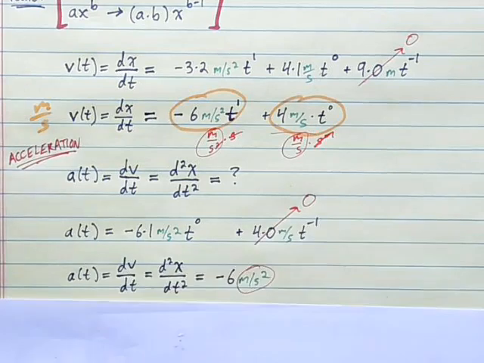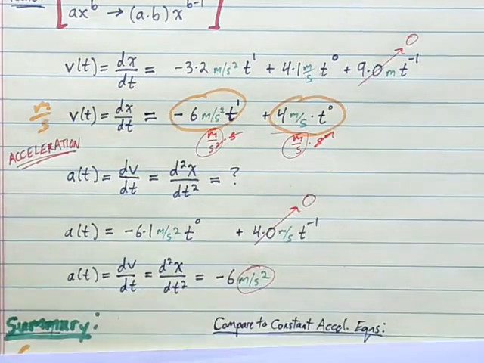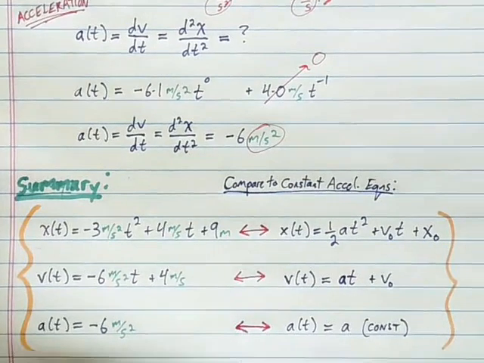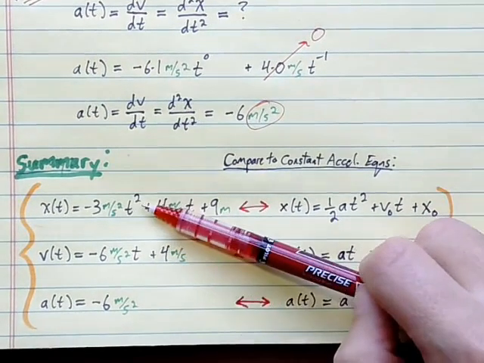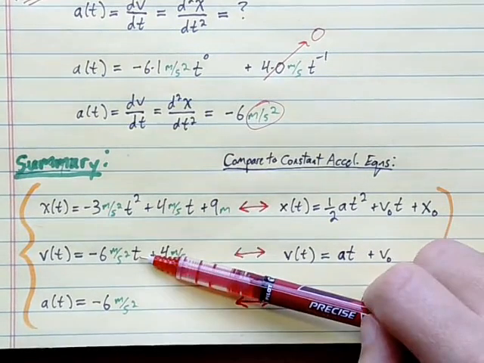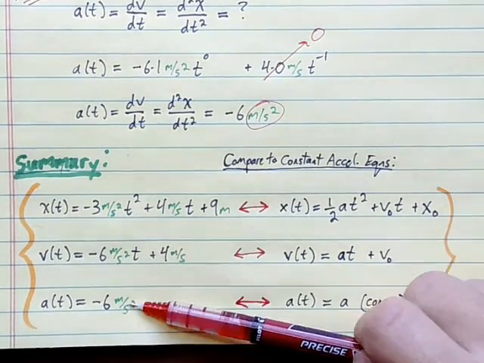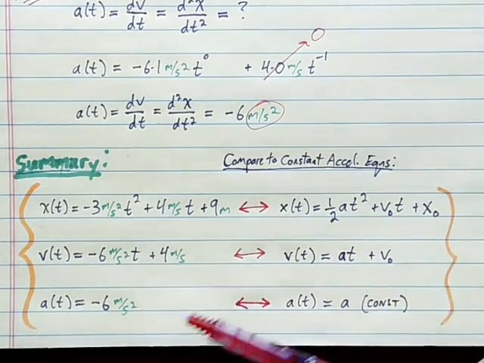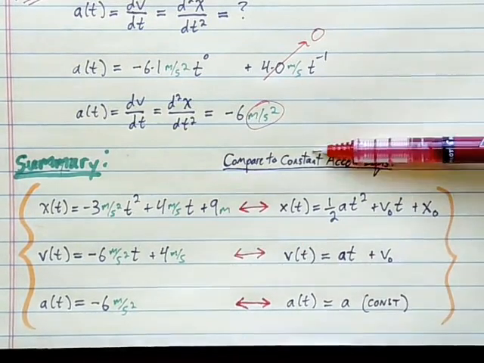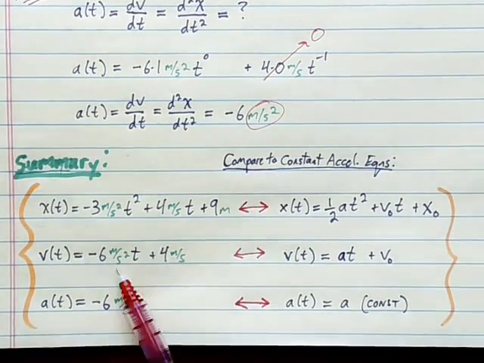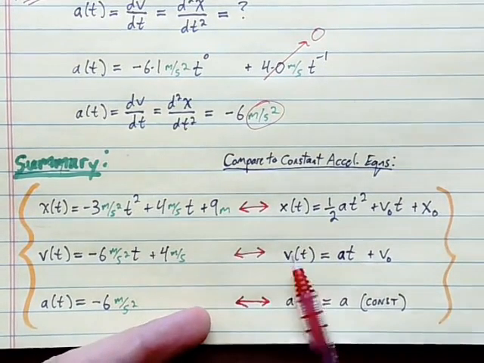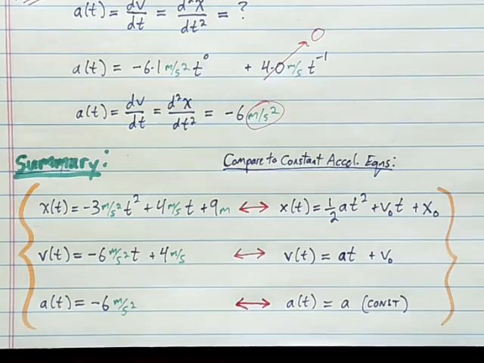All right, so to summarize here, we had a quadratic equation, took the derivative once to get a linear equation, then took the derivative again to get a constant. And you can compare these three to our constant acceleration equations. Since we discovered that acceleration for this object had been constant, then these equations should apply to its motion.